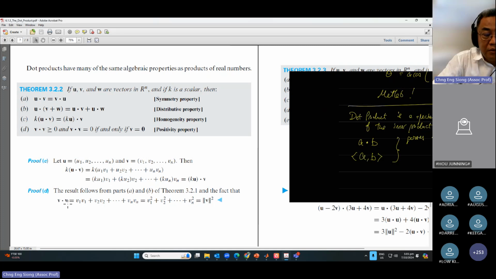So this was what I was saying. V dot v. Doesn't this look like the norm square? And yes, it is. It's exactly the norm square. So actually, once we have given you a dot product, then you get a norm for free. That's what we are saying. All right. So that is the dot product.